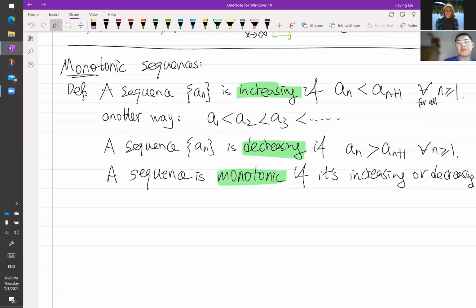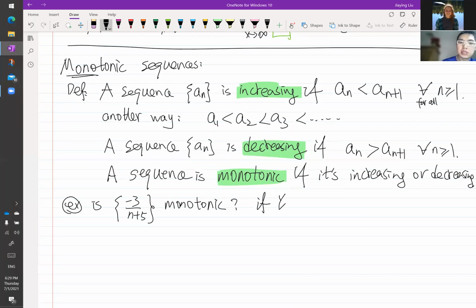I think it's fairly straightforward if you just think about the elements in the sequence. So here's the exercise. Is the sequence, I'm not going to write it down here, the sequence -3 over n plus 5, is this sequence monotonic? If it is, is it increasing or decreasing?